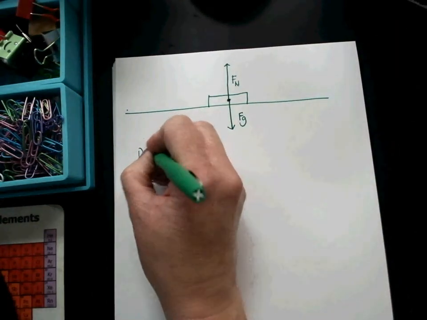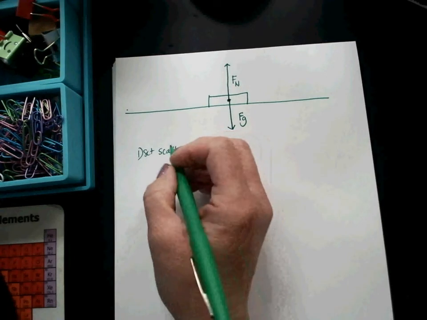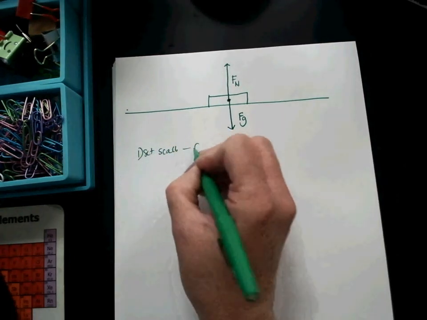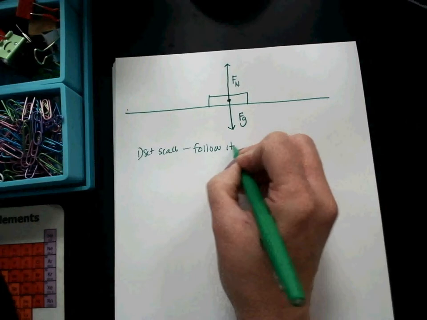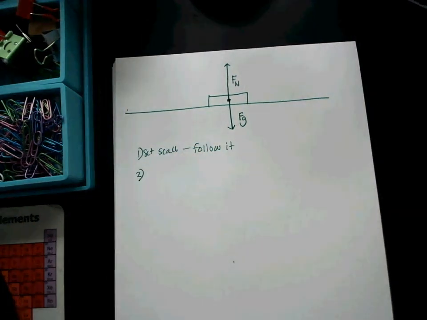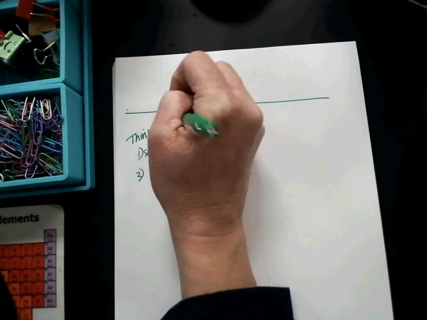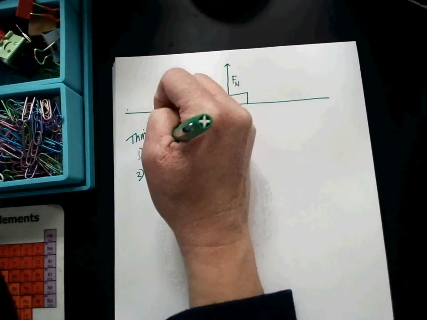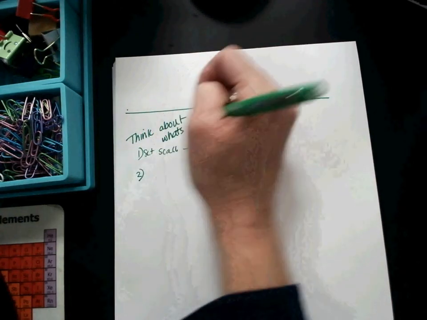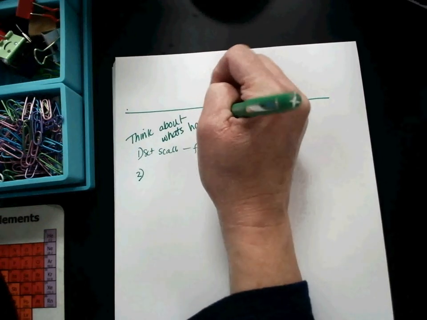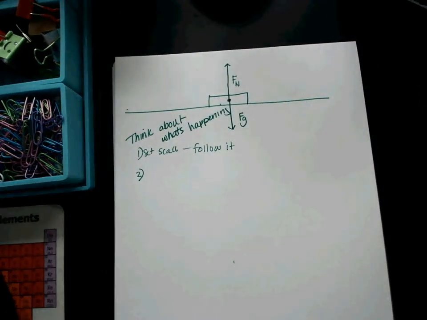So I should set a scale and I should follow it. Don't forget about it. You really have to think about what's happening. I'm going to write that up here. So discuss it tomorrow with your partners. What's happening here? There are some things I'm going to tell you to do, and other things will just be sitting there and you have to figure it out. So think about what's happening.